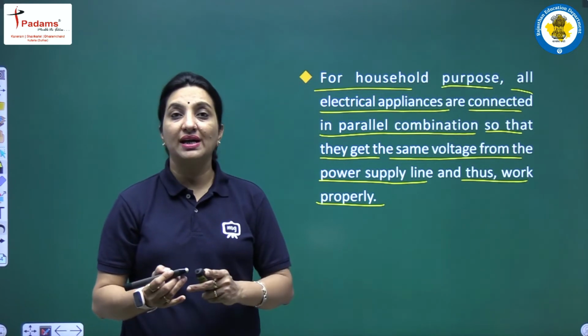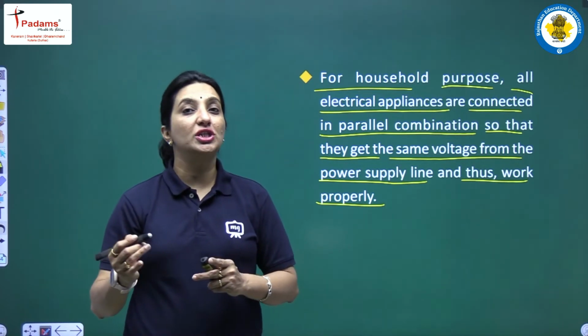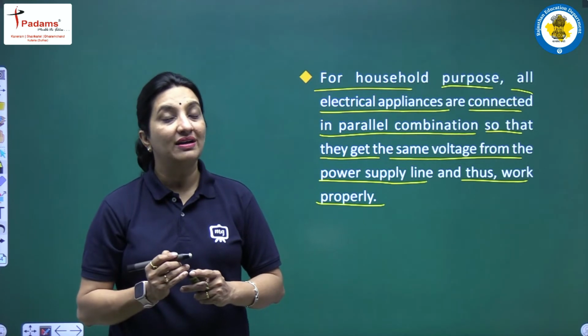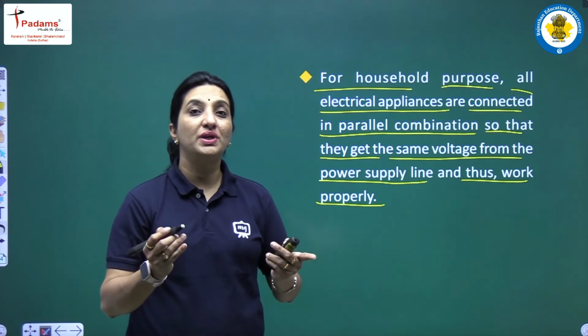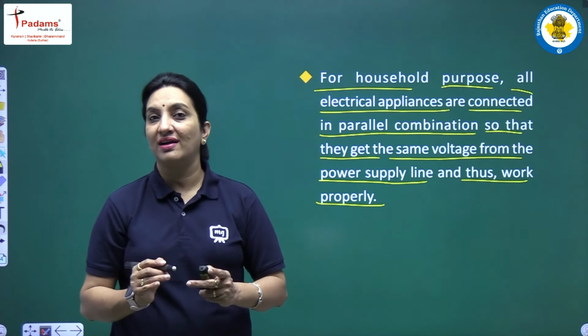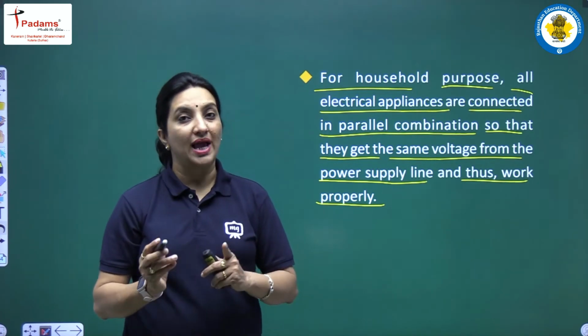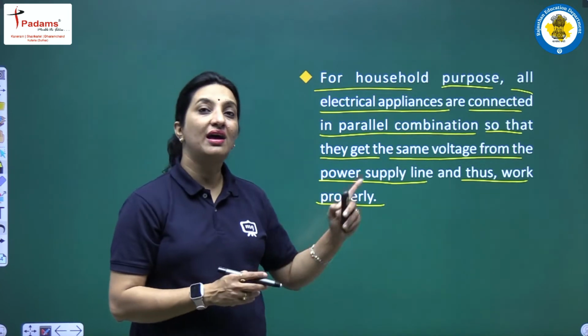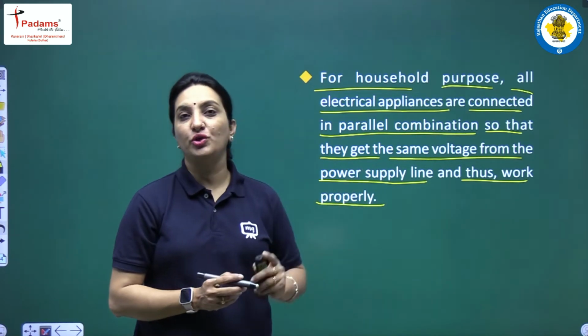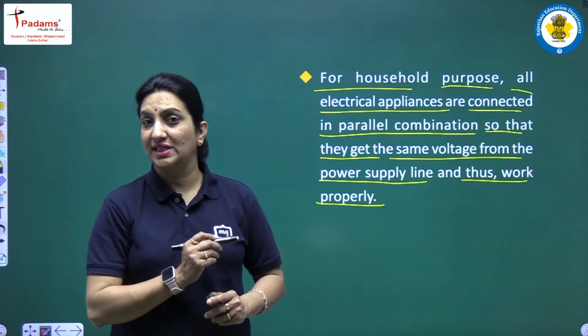अब अगर सीरीज में लगा देंगे तो सीरीज में तो पोटेंशियल अपने आप को डिवाइड कर लेगा, तो हमें 220 डिवाइडेड मिलेगा. तो इसलिए सीरीज कनेक्शन एक्चुअली यूज नहीं किया जाता, पैरेलल कॉम्बिनेशन यूज किया जाता है हाउस होल्ड सर्किट्स के अंदर.